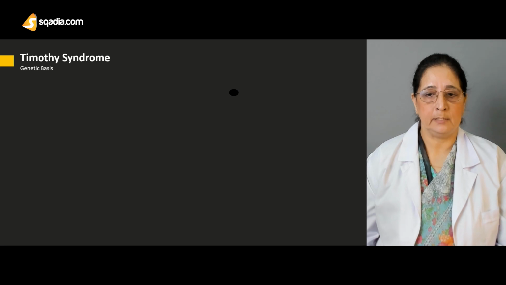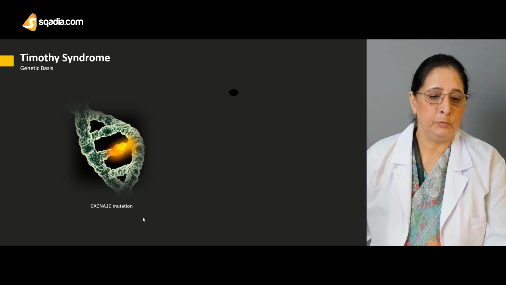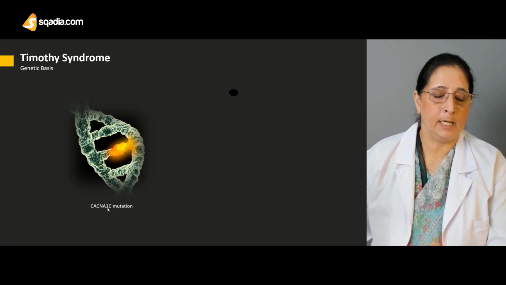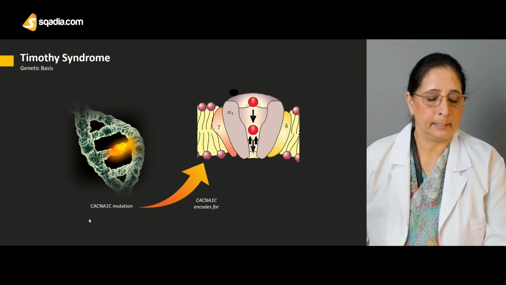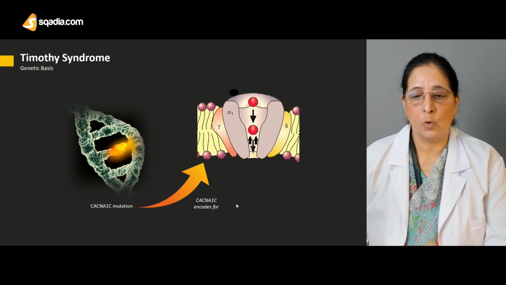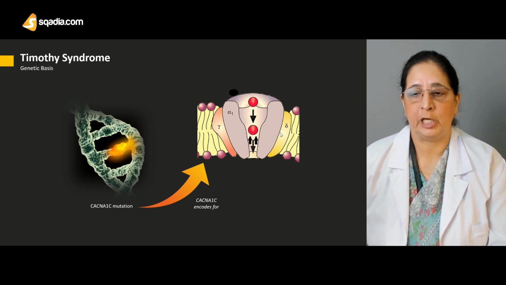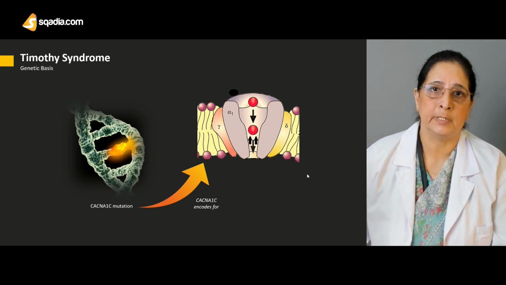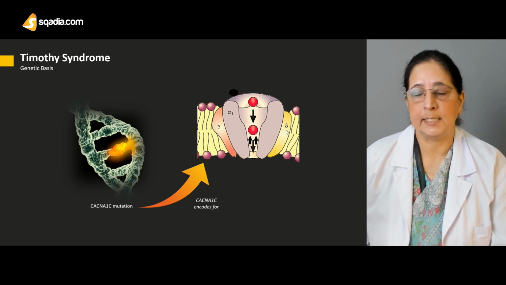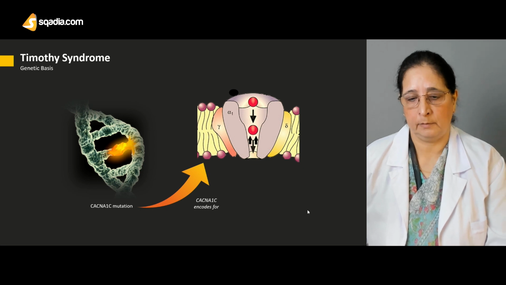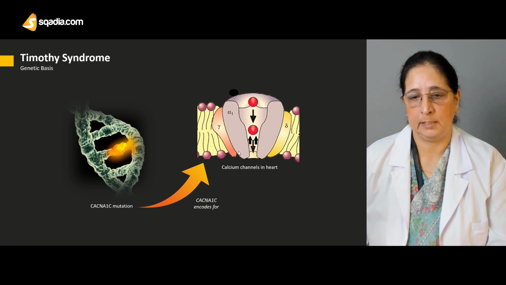The genetic basis of Timothy syndrome: the gene which is mutated is CACNA1C, which is the calcium channel gene, and it encodes the alpha 1, gamma, and delta channels. So calcium channels are mainly affected, and the alpha 1, gamma, and delta channels are involved. These are the calcium channels in the heart.